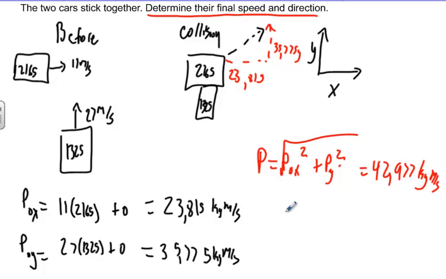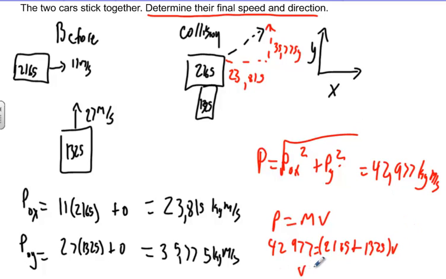The problem wants their final speed and direction. If I want their velocity, since momentum is mass times velocity, I need to divide off the mass. So 42,977 equals, and which mass? Well, they're stuck together, so I have the mass of both of them: 2165 plus 1325, times v. If I divide that by that sum, I come up with a velocity of, that was wrong, let me try that again, 42,977 divided by 2165 plus 1325 equals 12.3 meters per second.